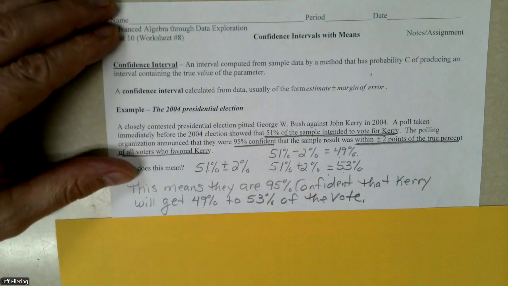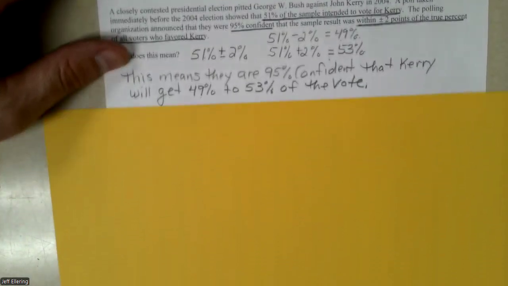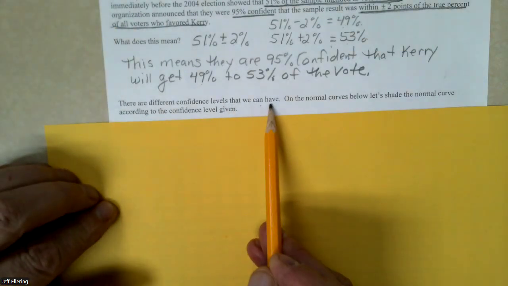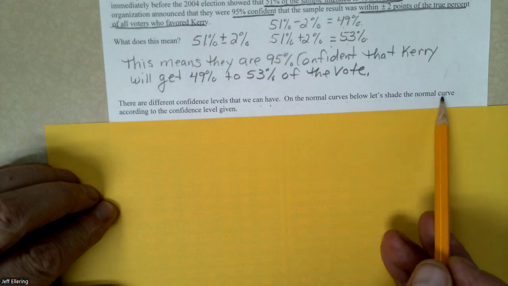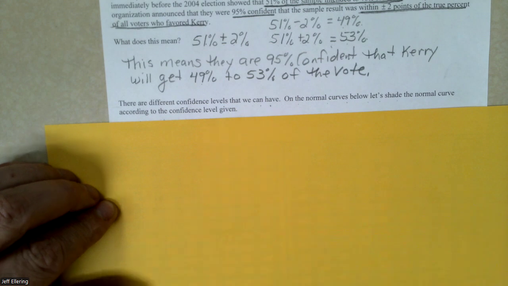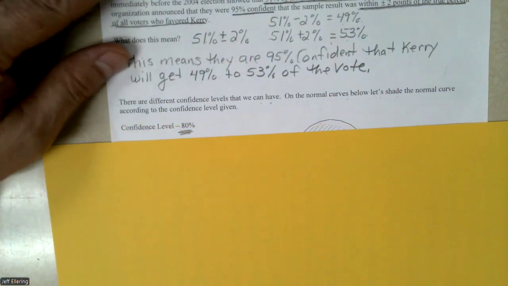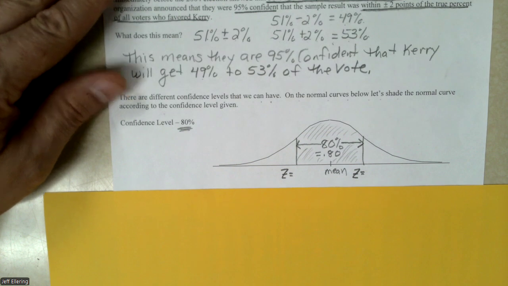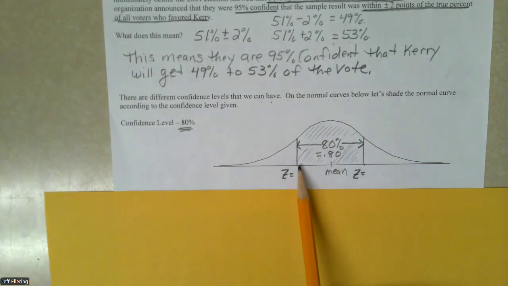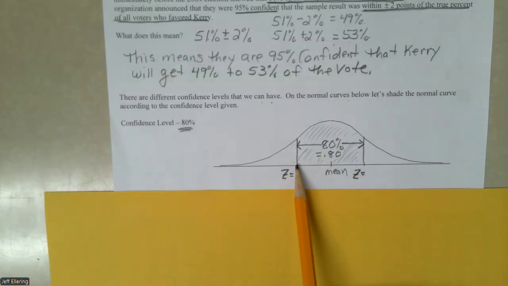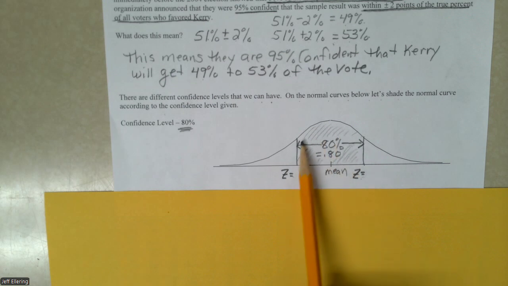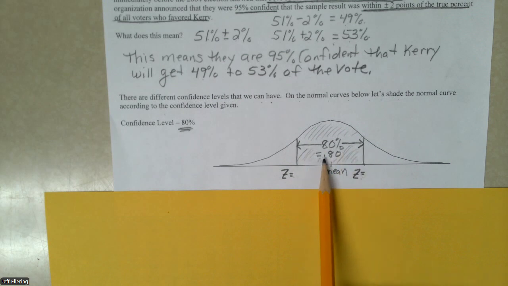All right, let's look at different confidence levels and what they look like on the normal curve. There are different confidence levels that we can have. On the normal curve below, let's shade the normal curve according to the confidence level given. I've got these filled in already. So this one's a confidence level of 80%. We're just going to estimate that 80% is from about here to here, around the center. The mean is in the middle. I will mark these z-scores in a little bit. We're going to look at that later. So this is about 80%, and the decimal for that is 0.80.